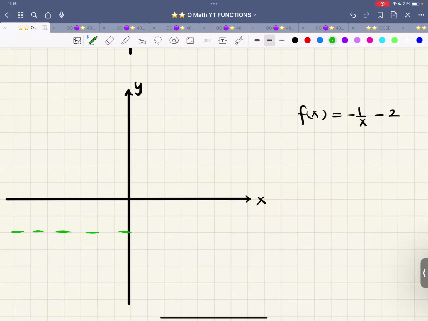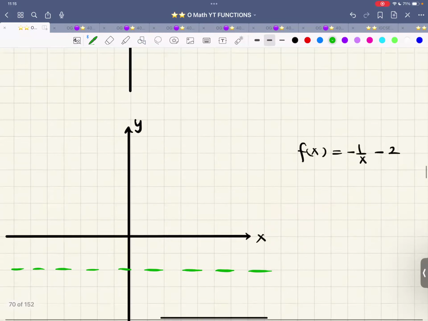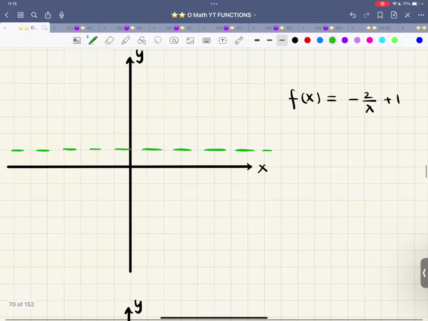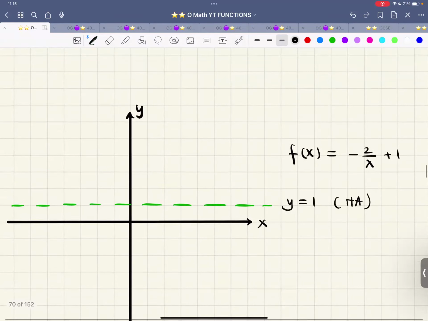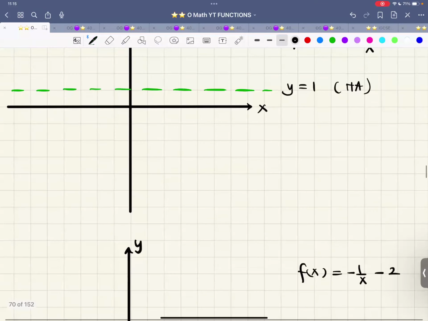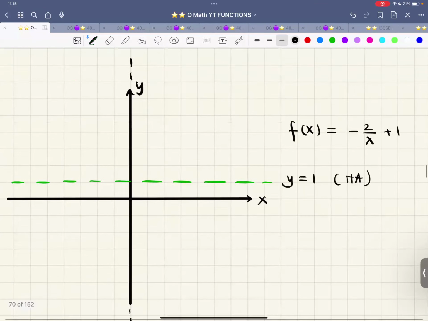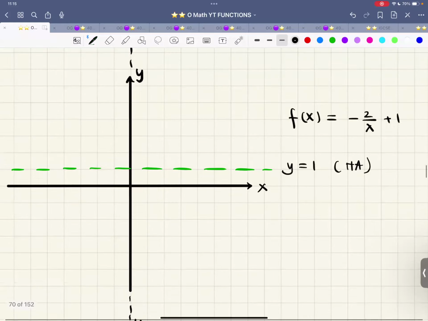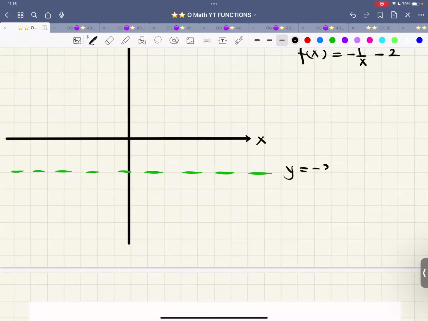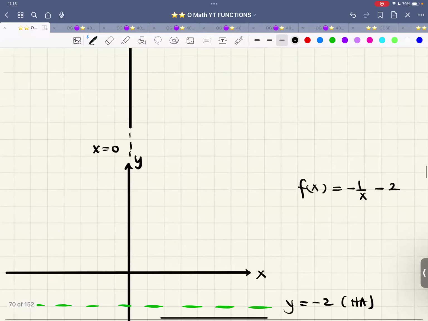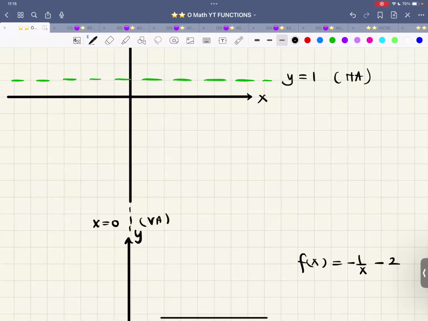Let me first draw the asymptote. And let me label it. This is y. Let me just choose a black marker. This is y is equals to 1. That is the horizontal asymptote. The vertical asymptote is unchanged. That is x is equals to 0. That is x is equals to 0 over here. This is y is equals to -2. That is horizontal asymptote. This is vertical asymptote.